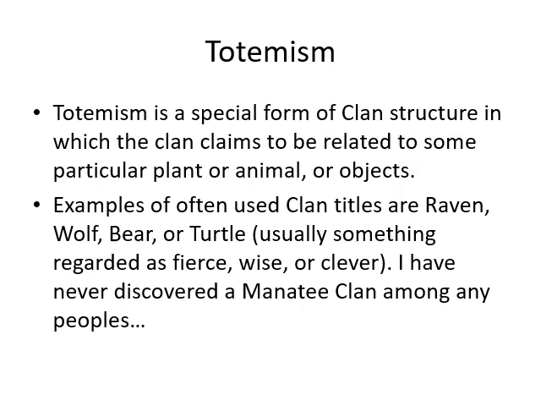So unlike Scottish clans, many clans, instead of picking a person, McDonald, McDougall, whatever, will pick an animal or a plant. This is called totemism. It's a special form of clan structure in which the clan claims to be related to some particular plant or animal or object. Examples of often used clan titles are raven, wolf, bear, turtle, something regarded as wise, fierce, clever. If you're in the bear clan, they might consider you somewhat of a berserker. If you're in the coyote clan, they might consider you somewhat of a trickster. Same with raven. If you're in the wolf clan, you might be wise, so on and so forth. People may even think that you take on some of the aspects of that animal.